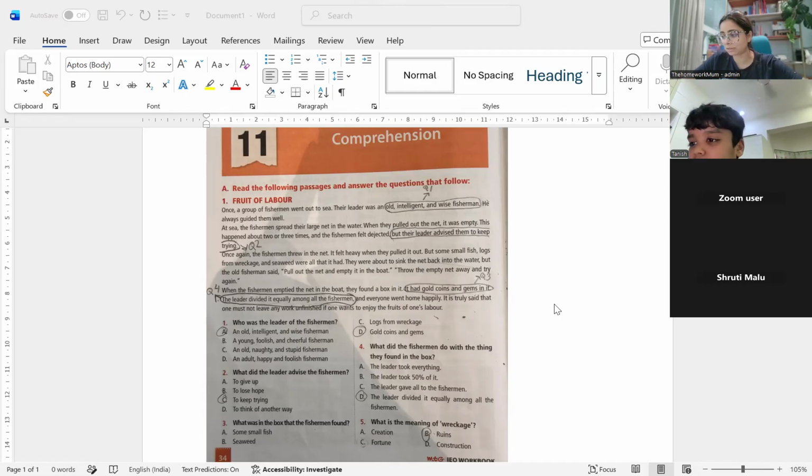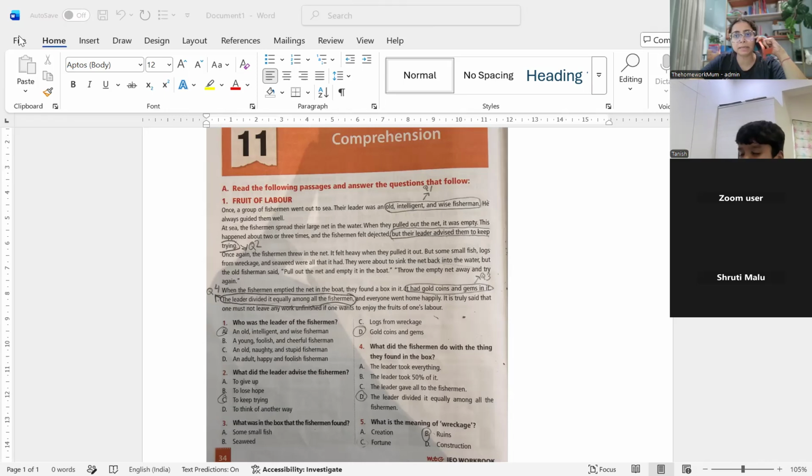चेंज कर दो आप ये स्ट्रैटेजी। Mom, can you wait a second? I want to read the passage. तनिष्क, पहले आप सारे क्वेश्चंस पढ़ो, रीड अलाउड। Okay, so the question one, who was the leader of the fishermen?